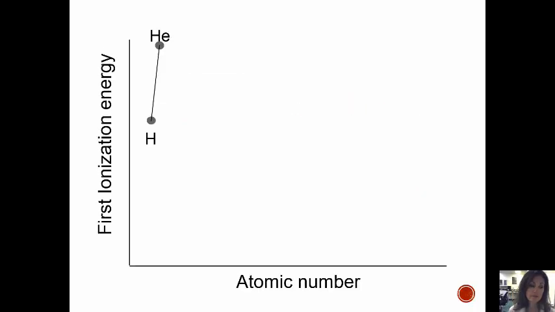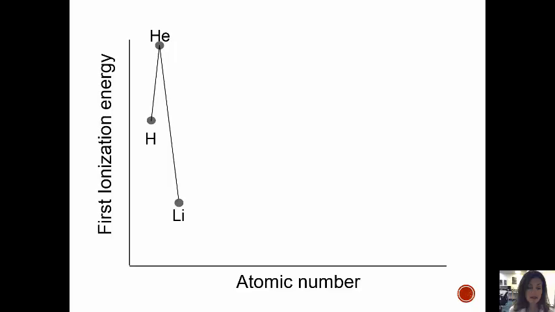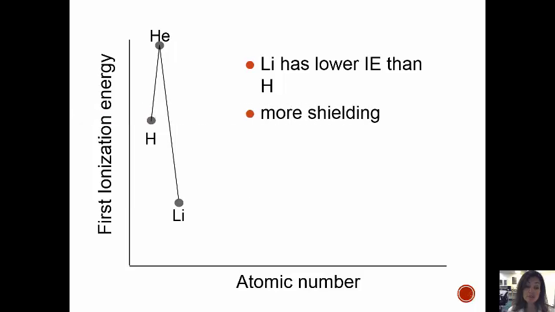All right, so first ionization energies. Helium is much higher than hydrogen. Why? Because it has noble gas configuration. It has the same amount of shielding, but a stronger nuclear charge. Then lithium is quite a bit lower. Why? It has a lower ionization energy than hydrogen. It's in the same group as hydrogen, group 1. But it has one layer of shielding. So it's the second energy level now. It's further away from the pull of the nucleus.